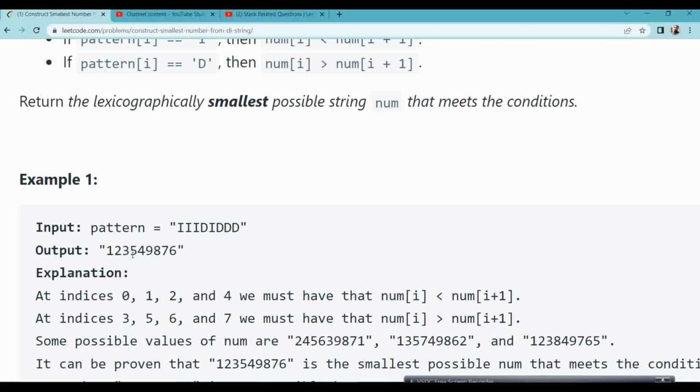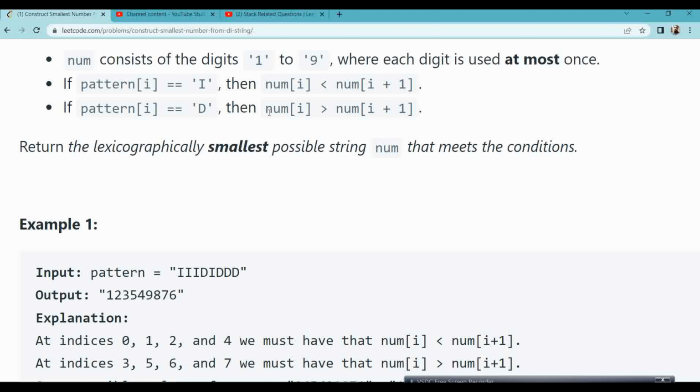Now 1 2 3 4 5 are all used. The remaining characters are 6 7 8 9. For each D I need to write one character, and when we have a D, there should also be a next digit. So for 3 D characters I need 4 numbers, and I am remaining with 4 numbers, that is 6 7 8 9.